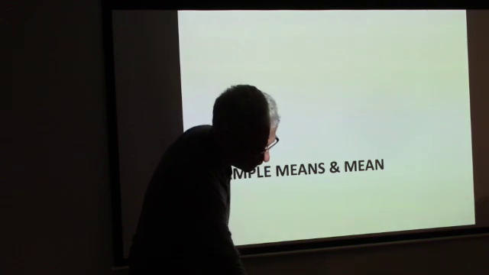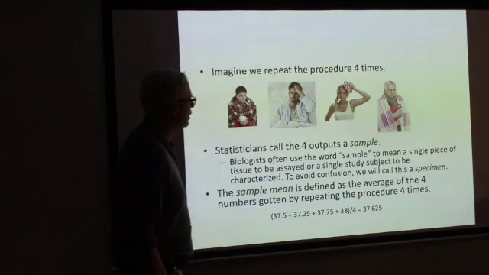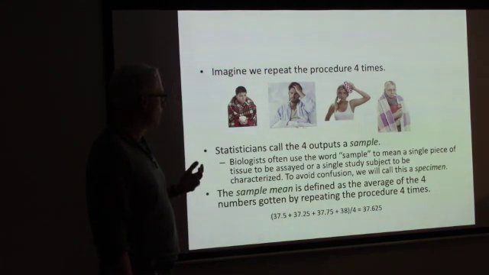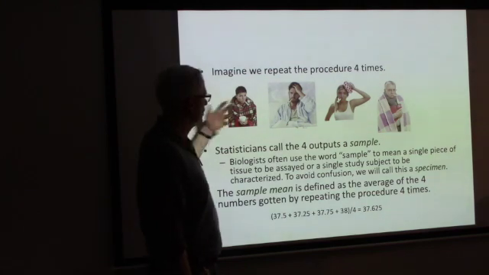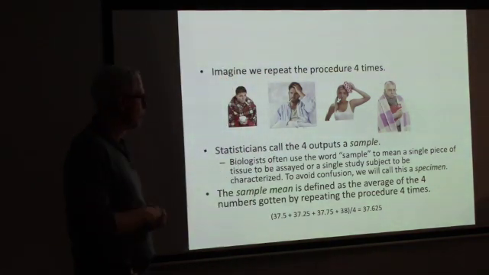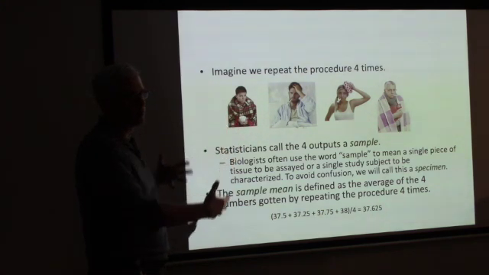Okay, now getting on to sample means and means. So we're using this example of taking temperature. Imagine we took temperatures 4 times from different people. So statisticians would call the collection of 4 outputs a sample.